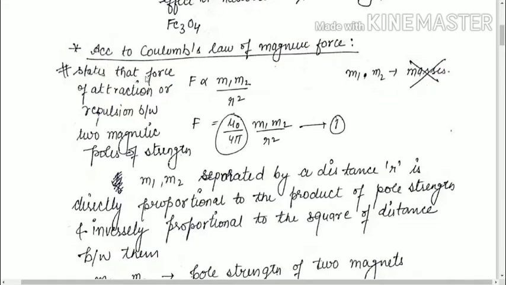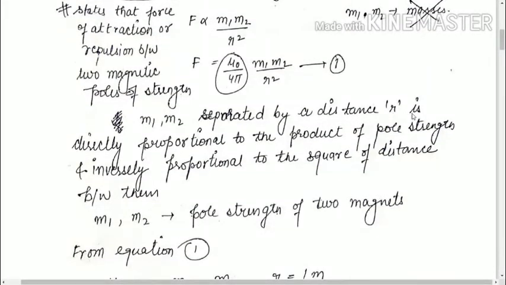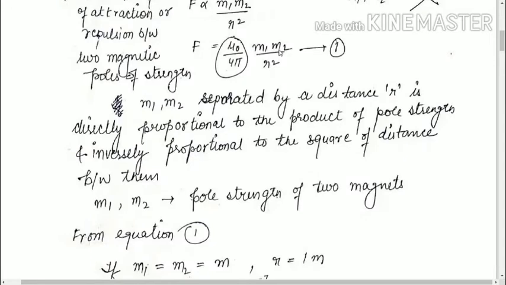That is, according to Coulomb's law in magnetic force, the force of attraction or repulsion between two magnetic poles of strengths m1 and m2 separated by a distance r is directly proportional to the product of pole strengths and inversely proportional to the square of the distance between them. Here m1 m2 are not the masses, they are the pole strengths of two magnets, and r is the distance between them, where mu naught upon 4 pi is a constant having value 10 raised to power minus 7.